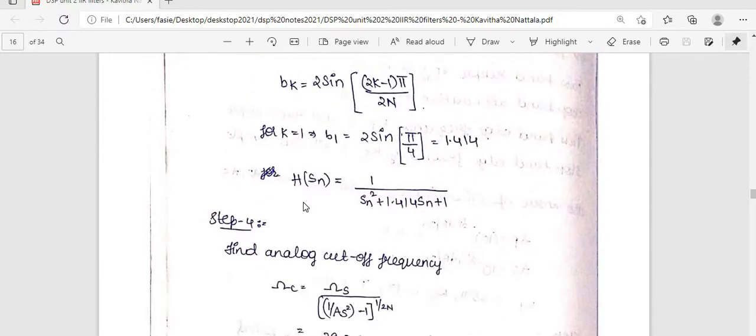This is our transfer function H of s: 1 by Sn square plus Bk into Sn plus 1. What is the Bk value we had? Bk is 1.414. We substituted that and got the answer.